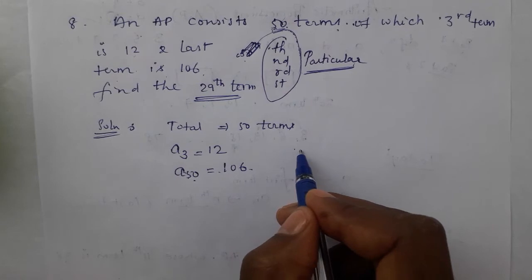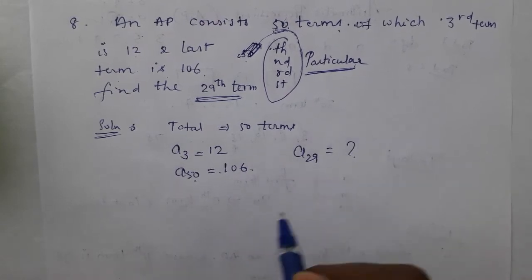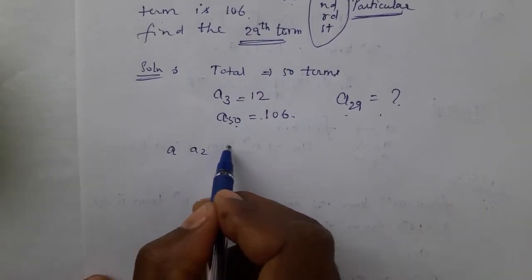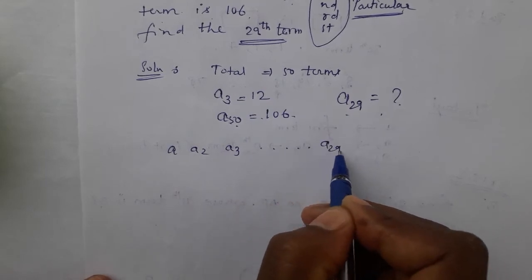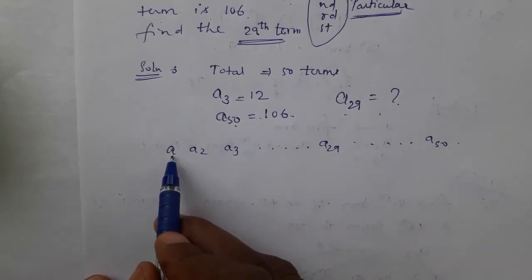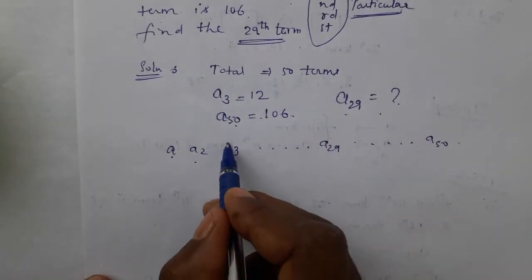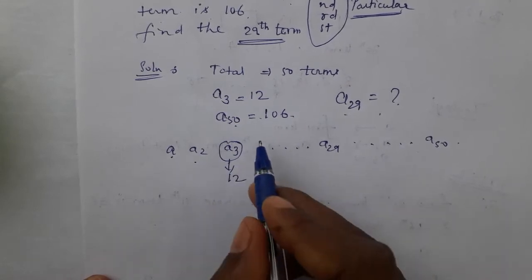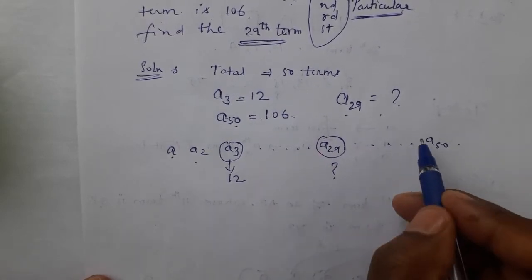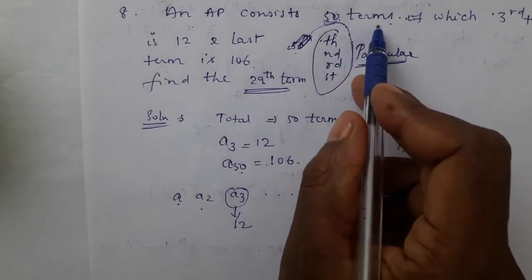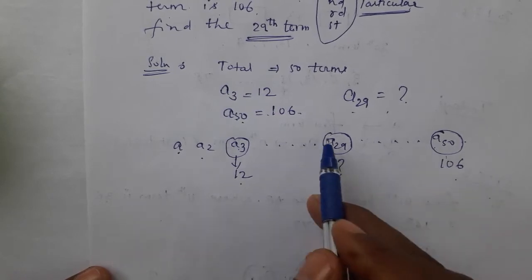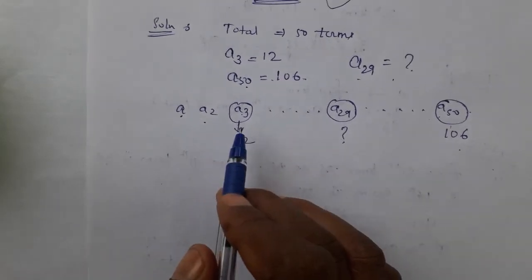What is the question? Find the 29th. A29 is what? Who is in the 29th place? A29. Like this: A1, A2, A3, dot, A29, dot, last is A50, full stop. It is a finite AP. Who is first? Not given. Who is second? Not given. A3 is given here. A3 is how much? 12 is given. Again A4, A5, A6, nothing is given. A29 they asked us to find. Still A29 is unknown. A50 means the last one sitting. 50 terms are there. Last sitting is how much? 106. The third term is 12, the 50th term is 106. Who is in the 29th position?